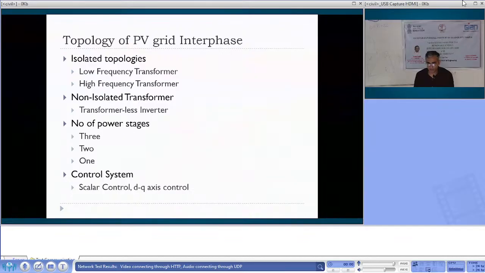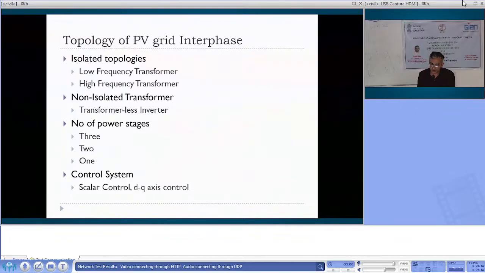MPPT we can discuss more if we get a chance. I had an MPPT slide, but I removed it so that I focus on this. We can discuss at least a basic MPPT technique if we get a chance, and we have some tutorial problems based on MPPT.